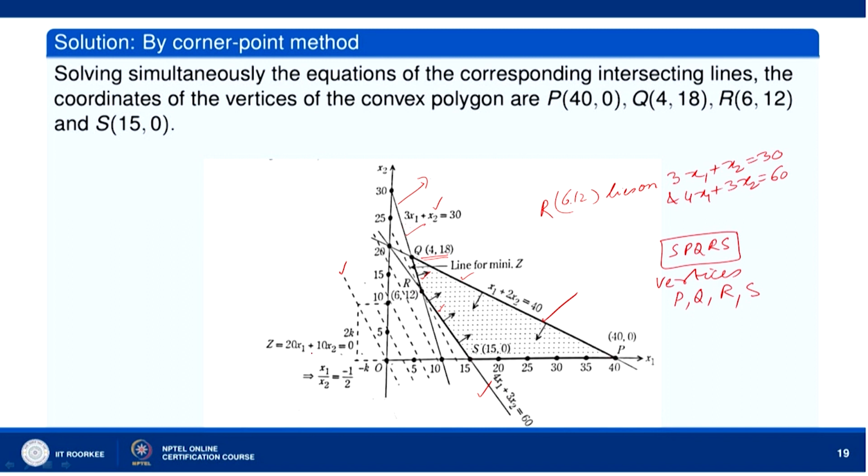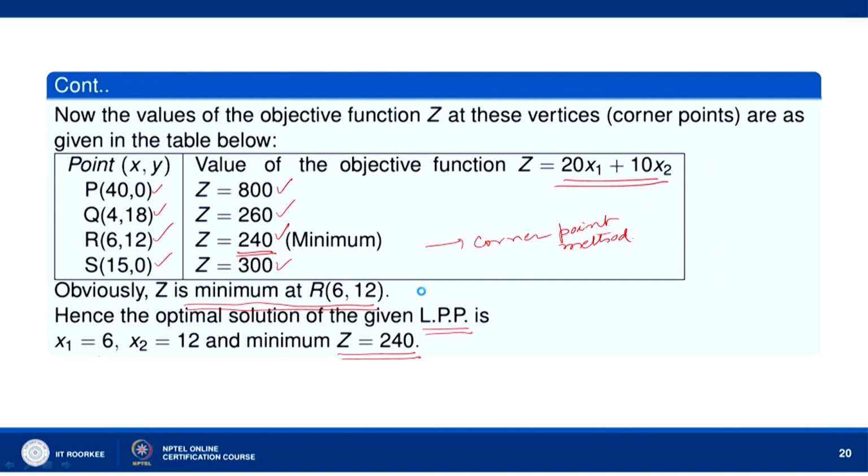This line is 20 x 1 plus 10 x 2 equal to 0, which means that 2 x 1 plus x 2 equal to 0. So, this line is 2 x 1 plus x 2 equal to 0. And then we draw lines parallel to this line, this line, this line, and then this line. This line has the minimum distance from the origin and passes through the point (6, 12). So, the point (6, 12) will give us the minimum value here.